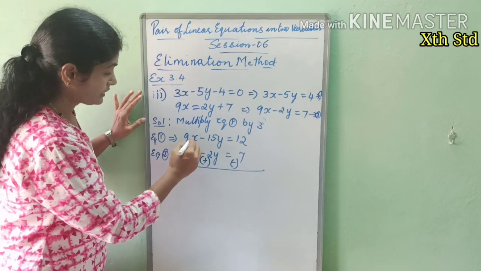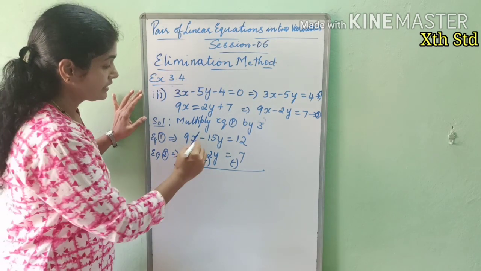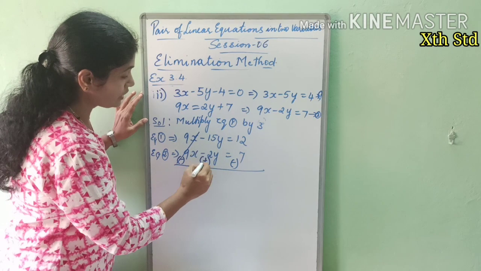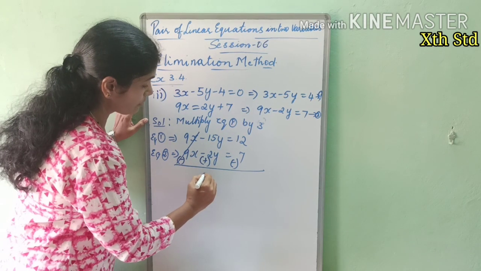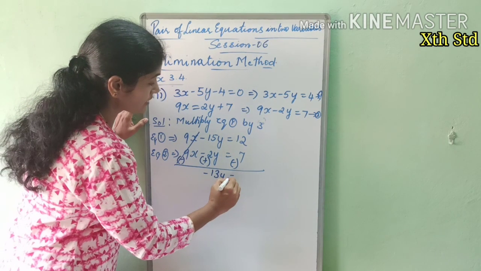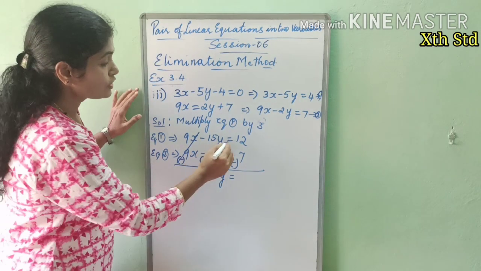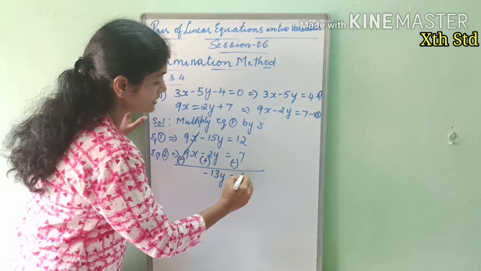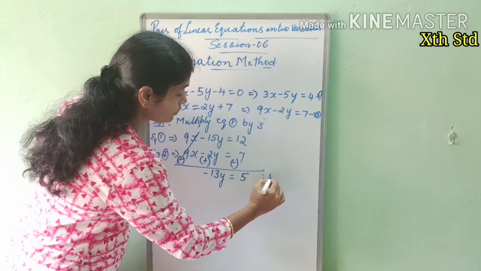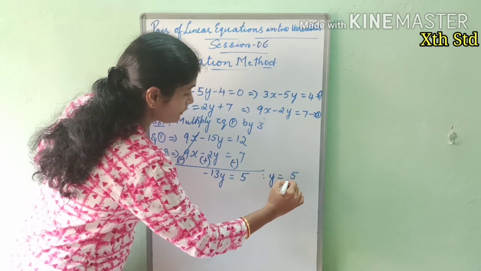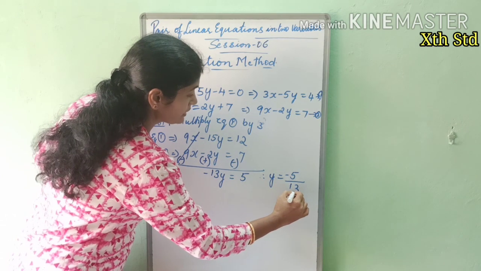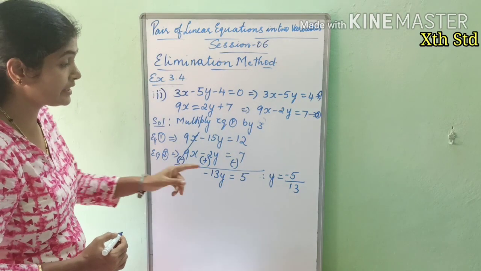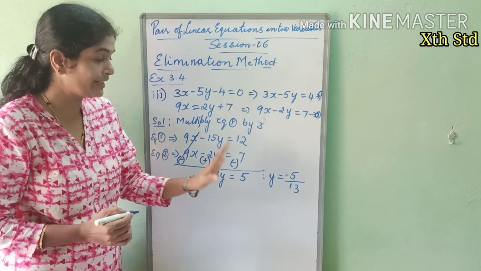Okay, then this gets cancelled, and this is 15 minus 15y plus 2y, which gives you minus 13y is equal to 12 minus 7, which is 5. Therefore y is equal to minus 5 by 13. So this variable value we have got.